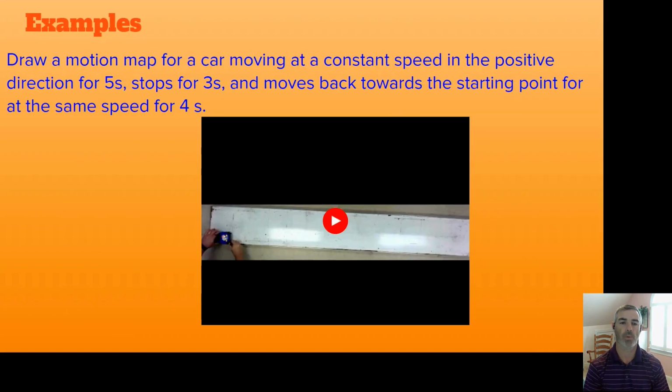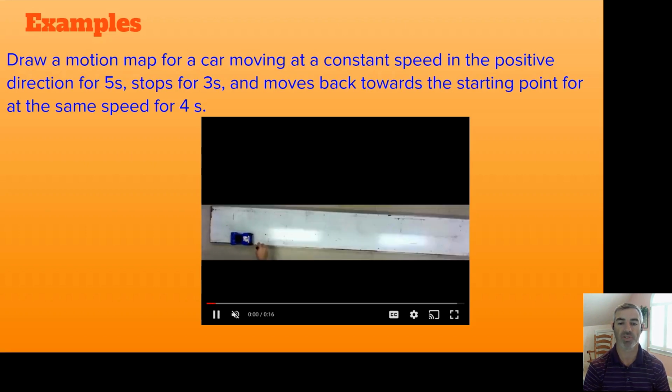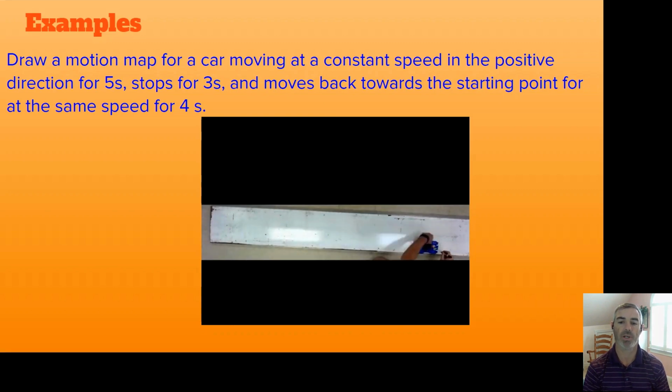So here's another example. We're going to draw a motion map again for a car. This time it's moving only for 5 seconds at a constant speed. Then it stops for 3 seconds. And then it turns around and moves back in its same direction for 4 seconds. So you can see the dots being placed, the object being stopped and set back down in the starting position. And we'll enhance that and blow that up.